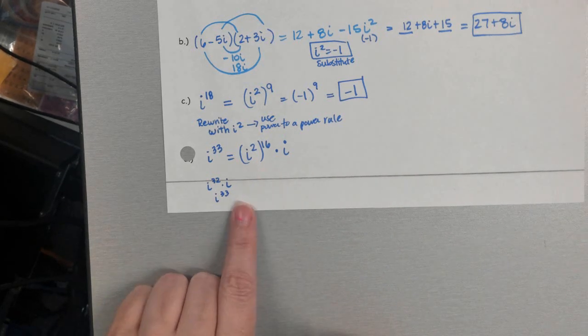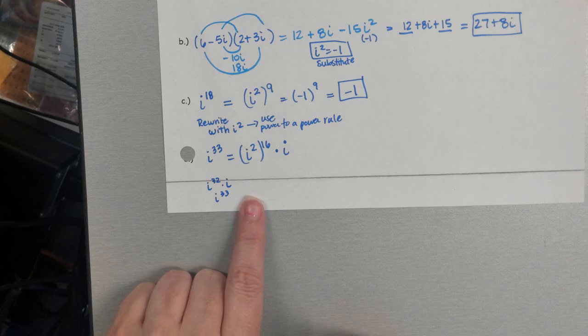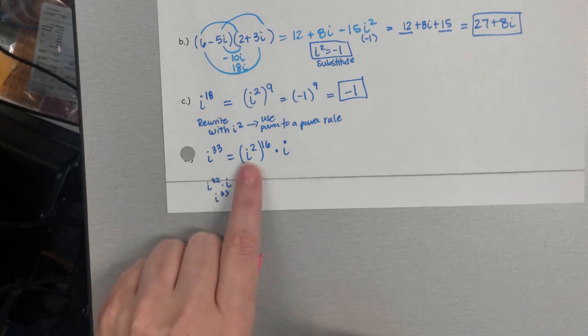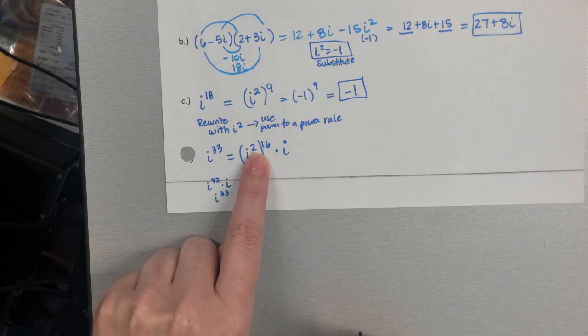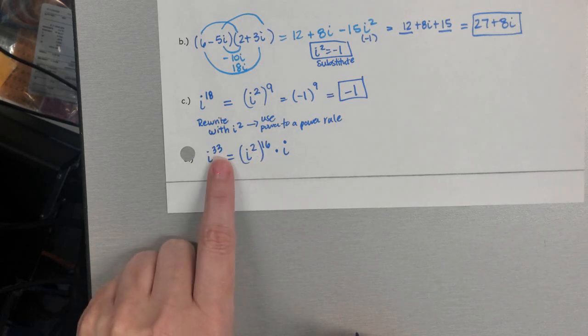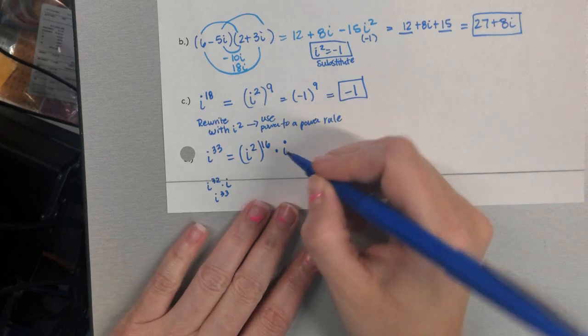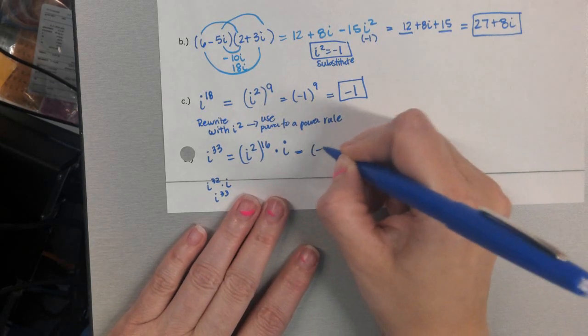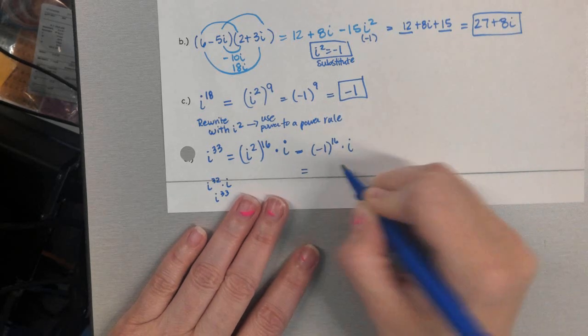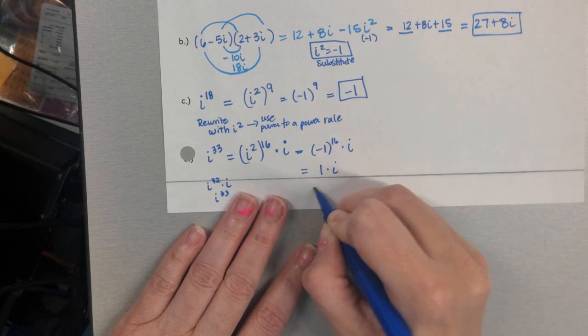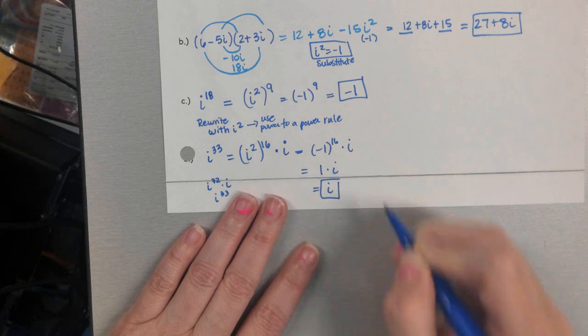Do you guys want me to say that one more time? Okay, so you're taking half. How many times does 2 go in there? And then if this is an even number, this is odd, just multiply by the i. Okay, so then we're just going to do negative 1 to the 16th times i. Negative 1 to the 16th is positive 1. 1 times i is just going to be i.